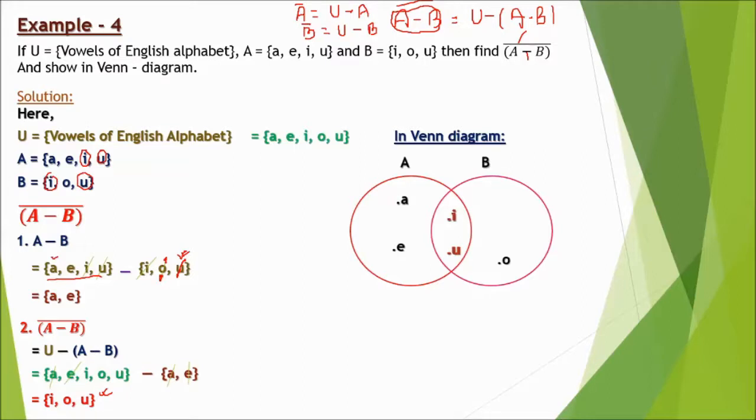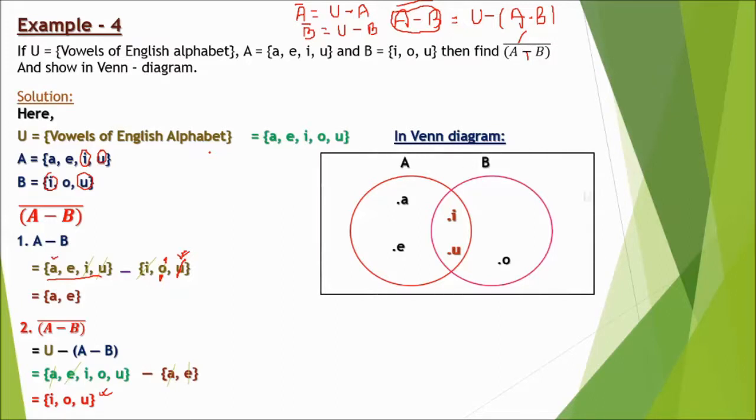So where are these elements I, O, U? Let's cover it and write units. So think about it. I, O, U. Where are those elements? Right there. See, I, O, U. Here are I, O, U. So we have to set that region where you can see I, O, U.